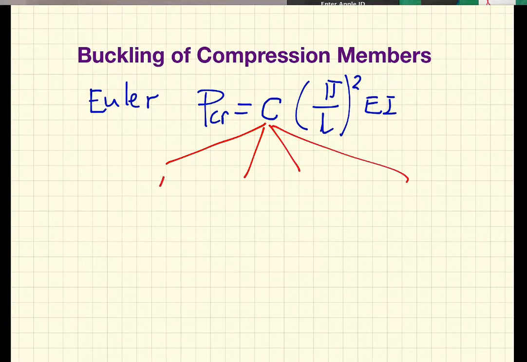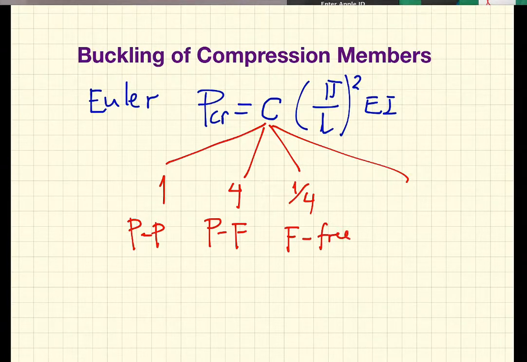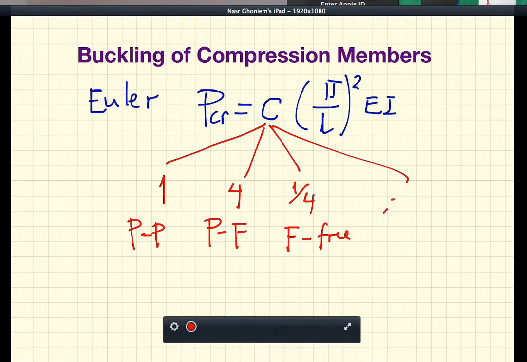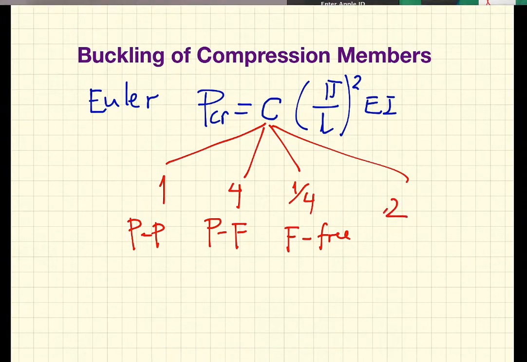So C is equal to 1 if we have pinned ends, two ends that are pinned. C is equal to 4 if we have one end that is pinned and one end that is fixed. C is equal to 1/4 if we have one end that is fixed and the other end is totally free. And C is equal to 2 if we have one end that is fixed and the other end is pinned.